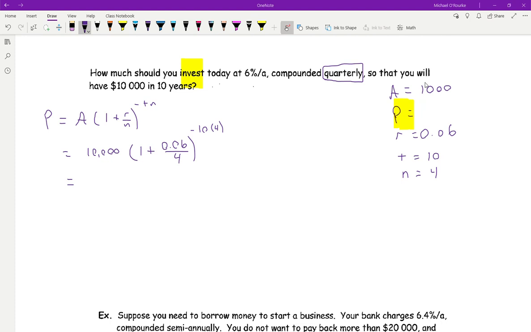Okay. So here's how I would plug it in my calculator. I would start here and go 0.06 divided by 4. Get that answer. Then I add the 1 to it. Plus 1. Oh, I understand why I was doing the question wrong. I times it by 10, times it by that number. Now I have to do the exponent.